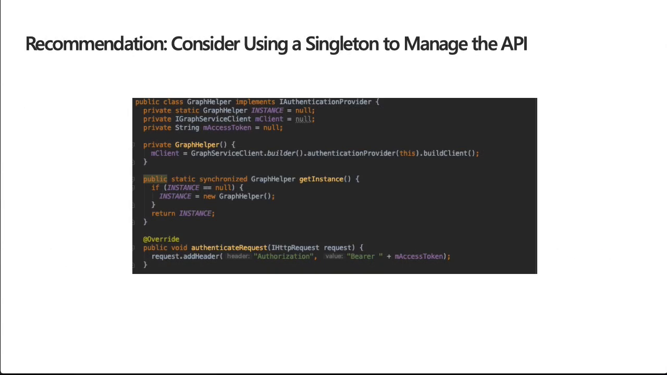Now, most applications are only going to need a single instance of the Microsoft Graph Service Client for calling the Microsoft Graph. So to simplify this process, consider creating a singleton to manage it. And here you can see that in the Java snippet. Note that you're going to need to override the requests that are being sent and add the access token to the request. You can do that by overriding the authenticate request method on the authentication provider interface. So you can see at the top, I'm implementing the authentication provider interface, and I'm overriding authenticate request by adding in the access token.